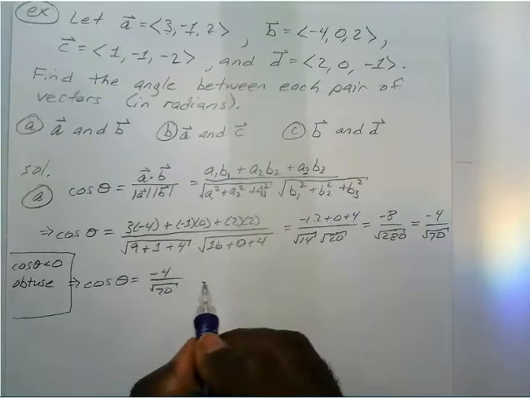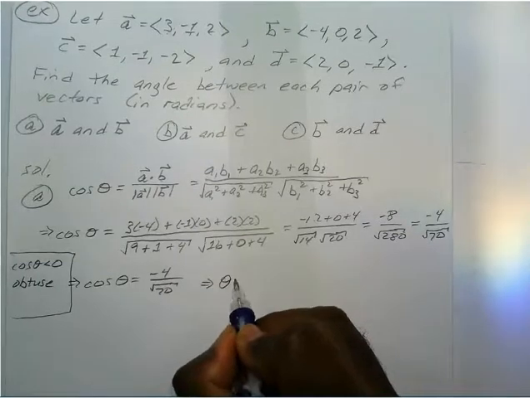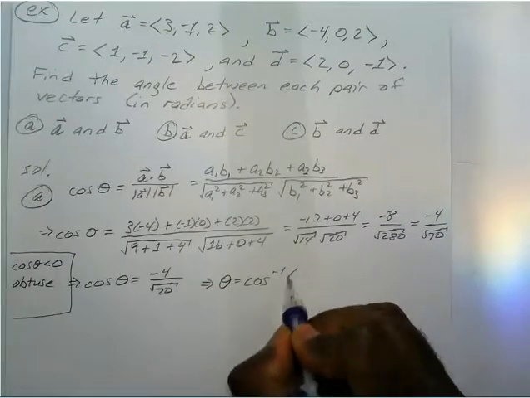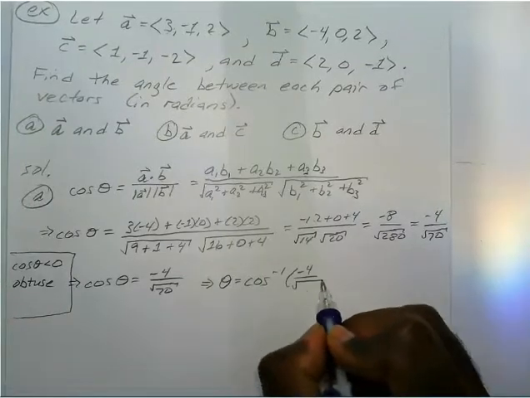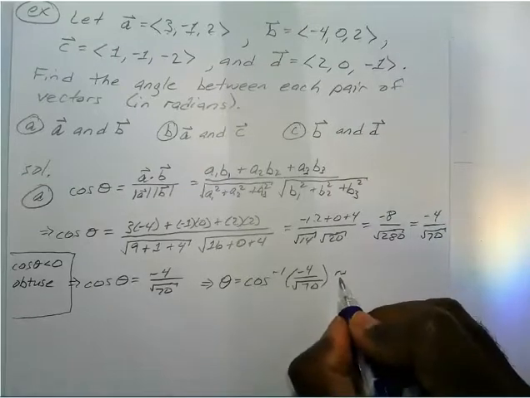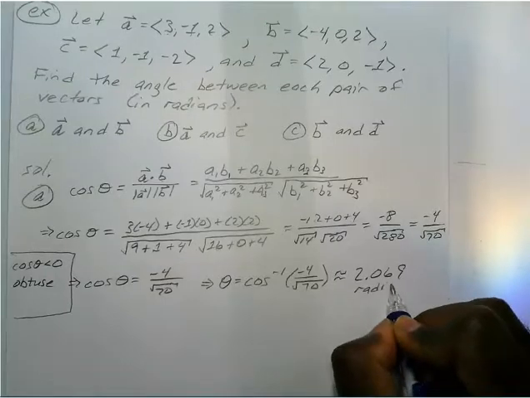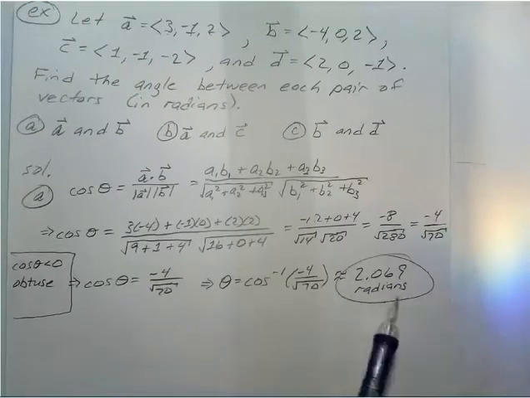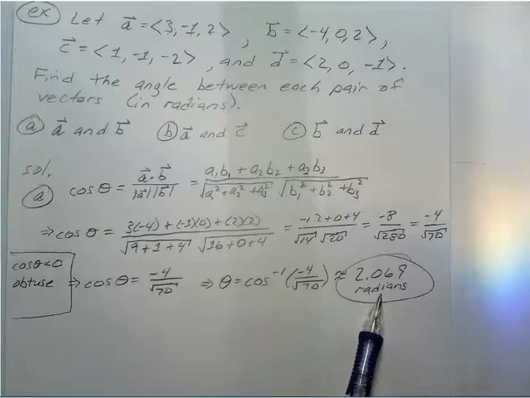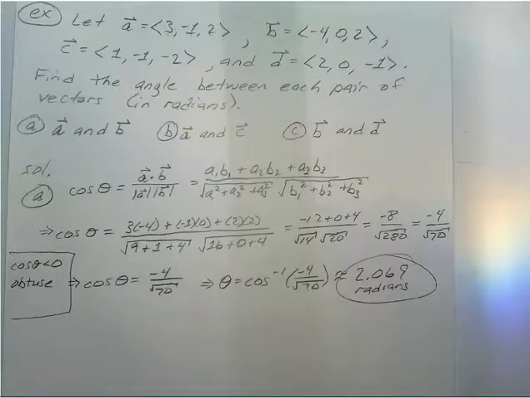Okay, so that means we apply cosine inverse to both sides. So that theta equals cosine inverse of -4 over square root of 70. So you plug that into your calculator, and you should get 2.069 radians. Remember to have your calculator set to radians and not to degrees. If you have it set to degrees, you'll get a different answer. All right. So let's start on problem B.